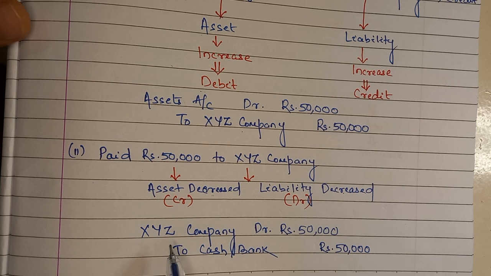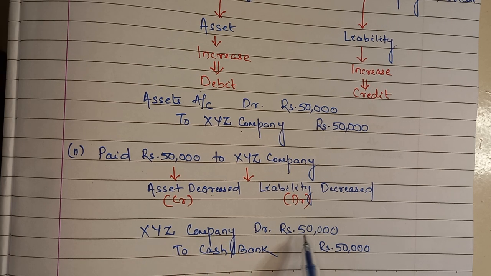So what is the entry? XYZ company debit rupees 50,000 to cash and bank rupees 50,000. XYZ reduced, hence debit liability. Cash also reduced, asset reduced, credit, hence credit to 50,000 rupees.